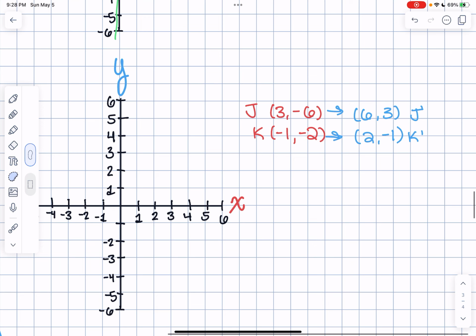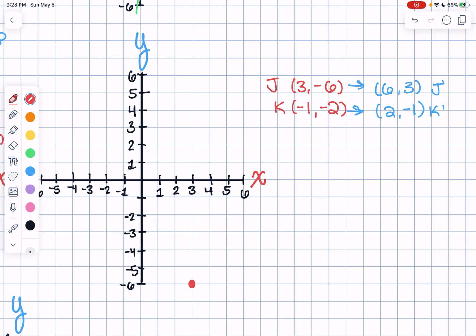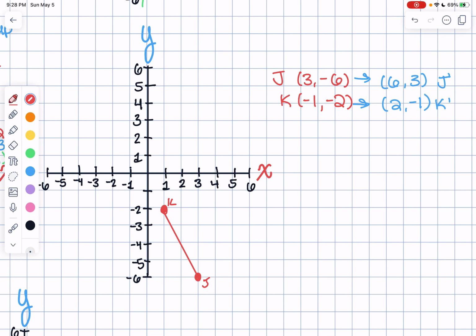All right, so we have JK. Let's graph our original ones. 3, -6 is here. And K is -1, -2. Right here. J and K. It looks like this is just a line. And then it rotates clockwise, meaning to the left, not to the right. So J prime is at 6, 3. J prime. And K prime is at 2, -1. Oh, did I do something wrong here?